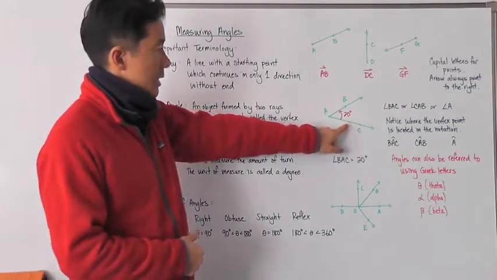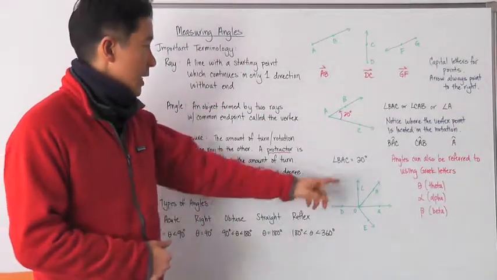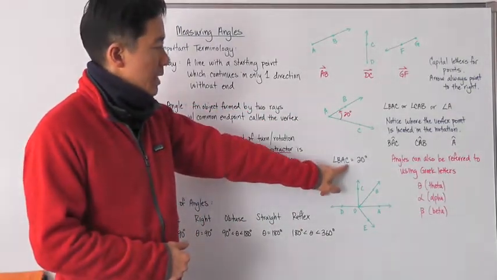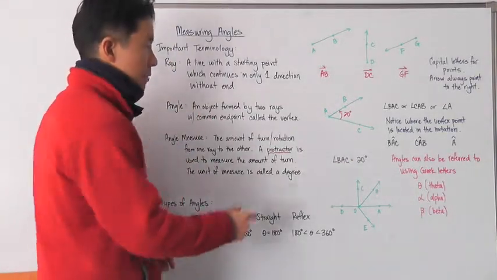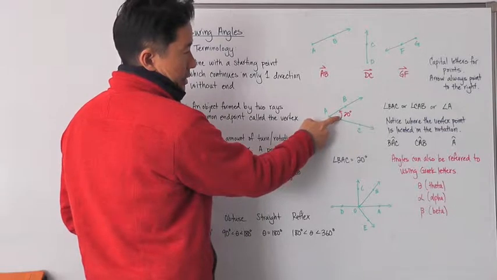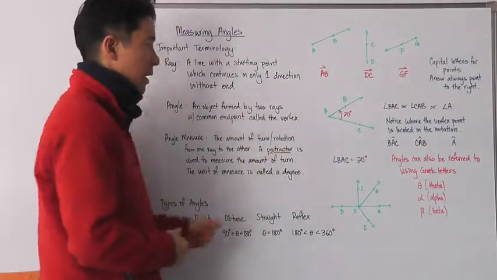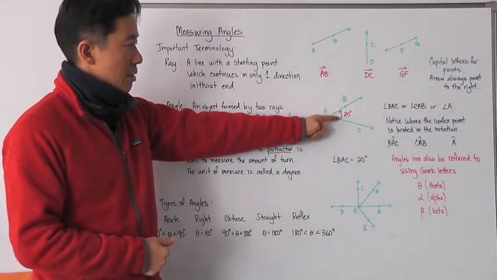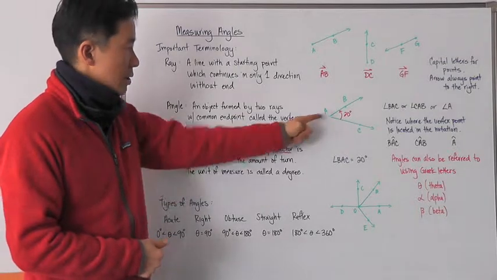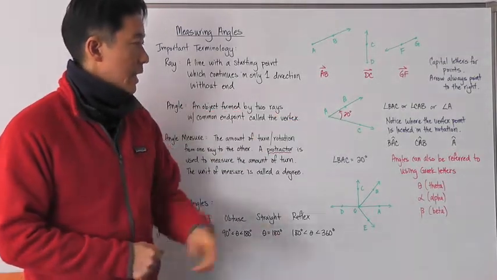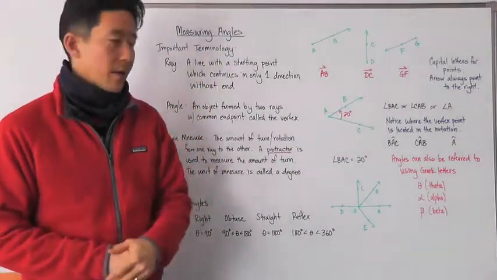So if I take a look at this particular angle here, and let's just say that it's 20 degrees, then I can say that the angle BAC is equal to 20 degrees. Notice that when I denote the measure of the angle, I draw this arc in the angle itself to represent the amount of degree or turn, and then I use an arrow to describe which way I'm turning.